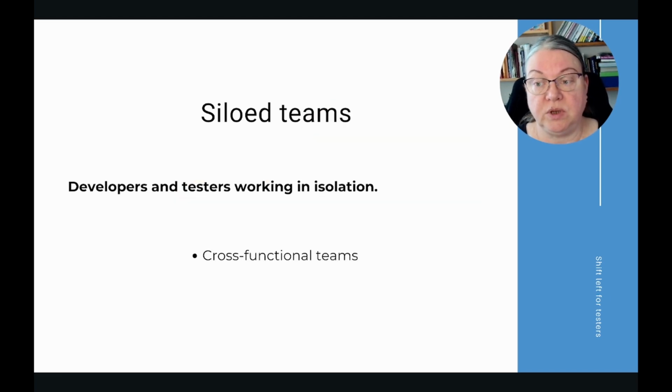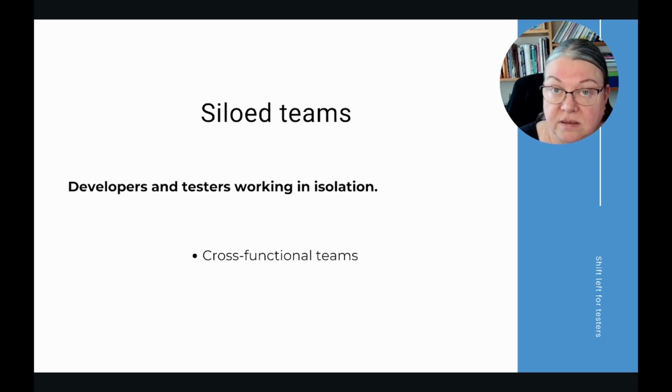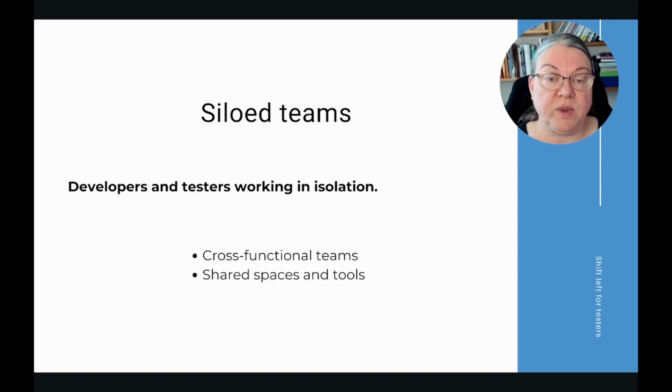Instead of having separate teams for development and testing, we need to create and act as cross-functional teams. These teams bring together developers, quality advocates, and other roles like product owners and designers. By working together from the start, we can ensure that quality is everyone's responsibility and that issues are identified and addressed early on.